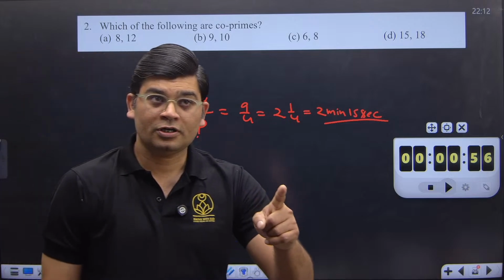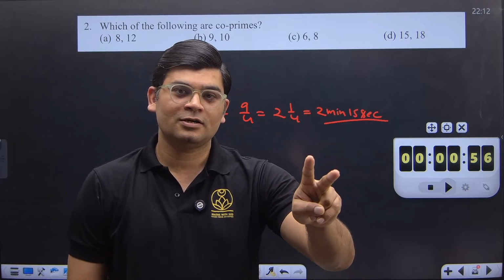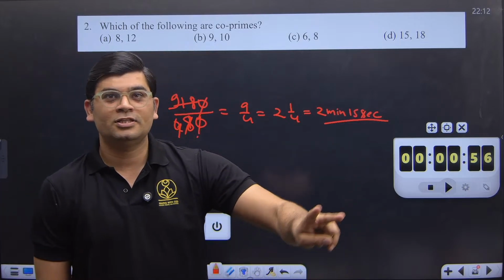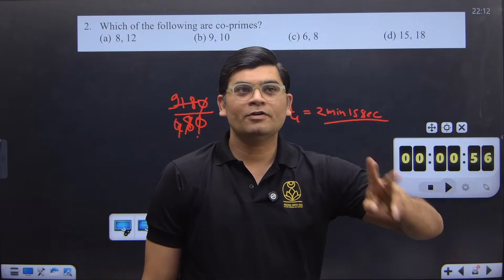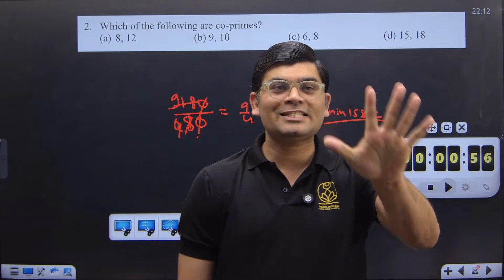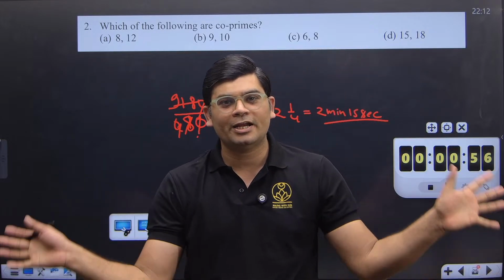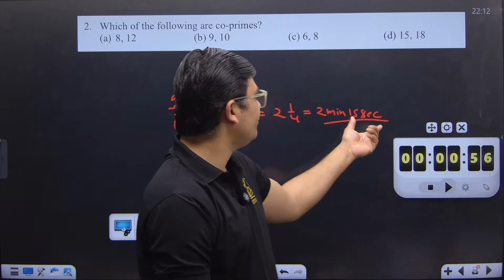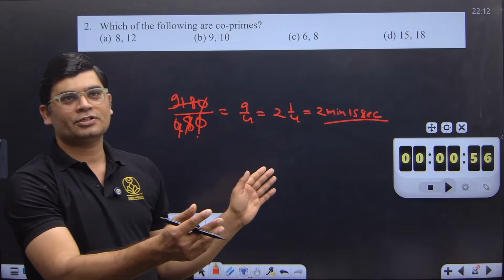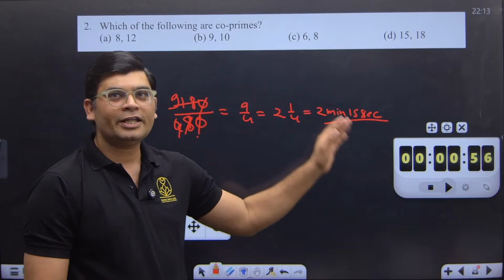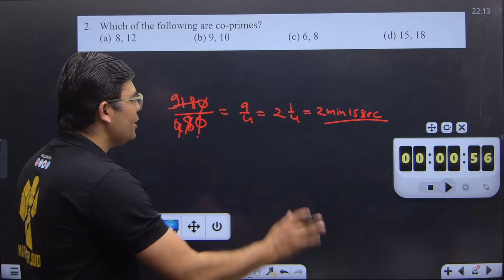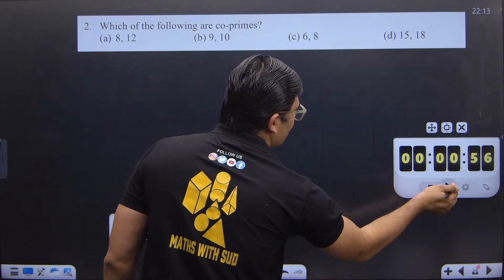for a 1 mark question. If the question is of 2 marks, then you have 4 minutes. If the question is of 3 marks, then you have 6 minutes. You just need to multiply it by 2. I'm ignoring 15 seconds, which you can take for reading the questions. Okay, again putting the timer on.